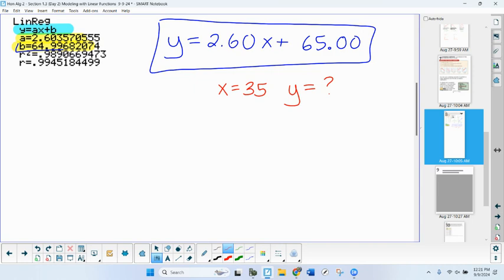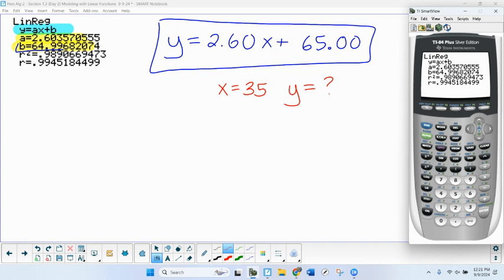Now, this next part only works if you have this regression on your home screen. So if you did some other math, you've got to go back and go Stat Calc 4 and get this on your home screen. Stat Calc 4. Go down to calculate, have this on your home screen.